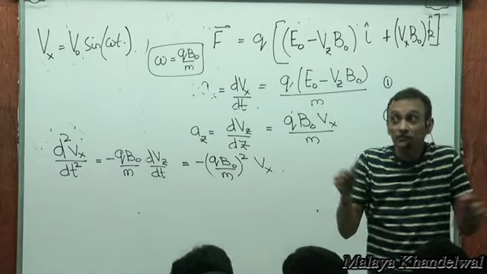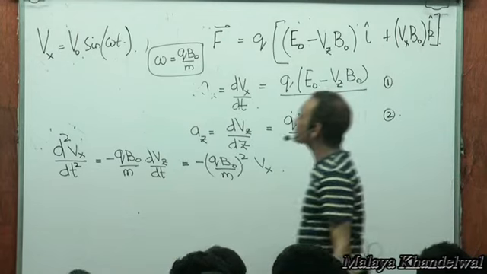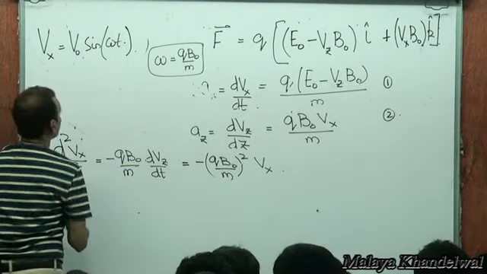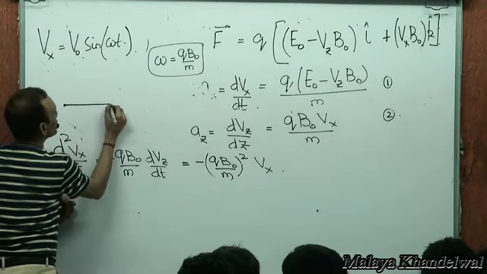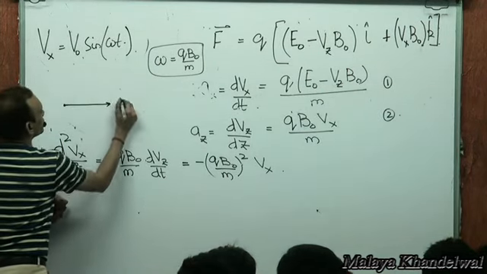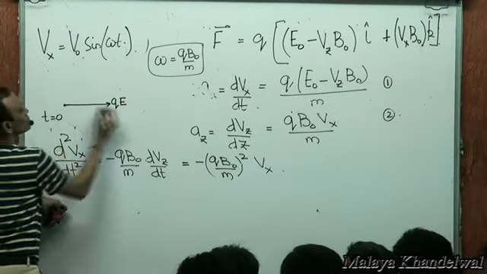V0 is the amplitude of Vx. Now realize that when the particle started, the only force that it experienced at time t equal to 0 was qE0.